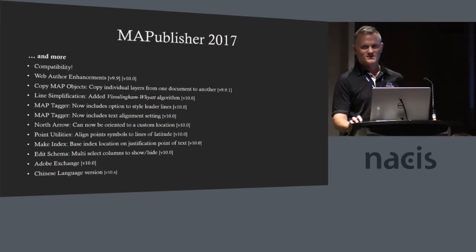Hans, are you here? So yes, we have put in Hans's request. You can now orient your north arrow to a custom location. So if you want to point your arrows to Mecca or magnetic north, you can now do so. Nat Geo gave us a request for Make Index, so you can now base your index location on the justification point of the text, whereas before it was always lower left. Edit schema, you can multi-select columns to control visibility.